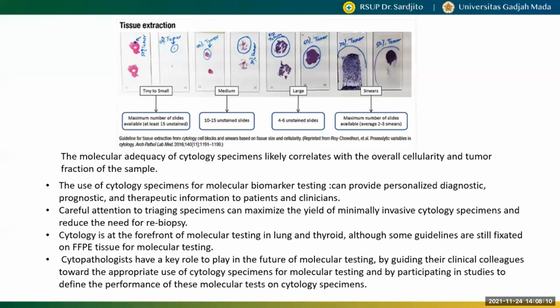And in this case, in our condition with molecular testing being held from cytology, pathologists have a really important role to play in the future of molecular testing. By guiding their clinical colleagues toward the appropriate use of cytology specimens for molecular testing, and by participating in studies to define the performance of these molecular tests on cytology specimens, it will become better used in the future, more effectively and more minimally invasively, for better conditions for patients.